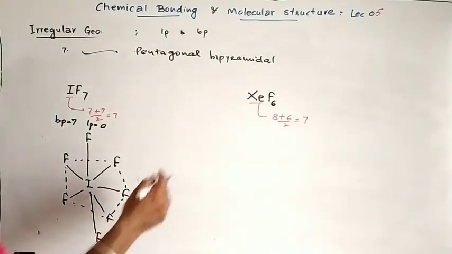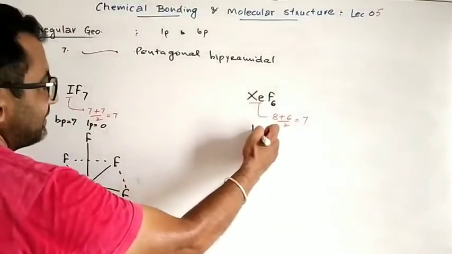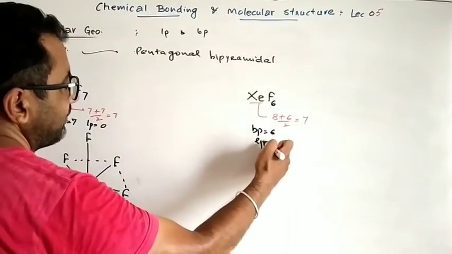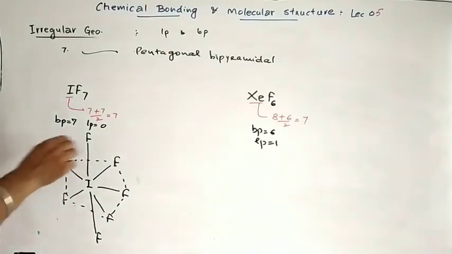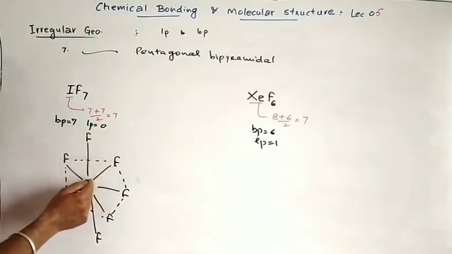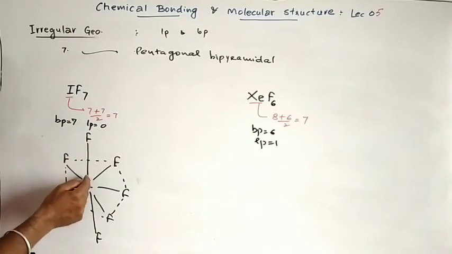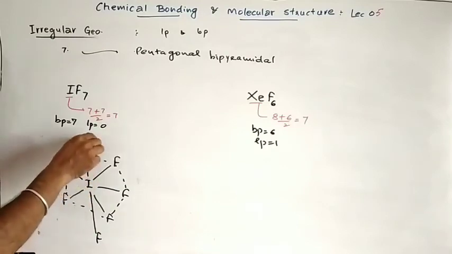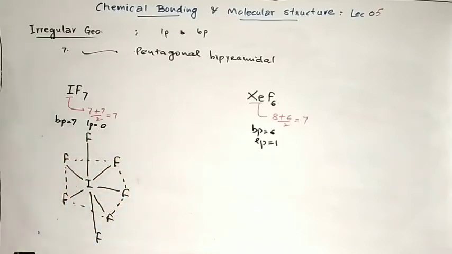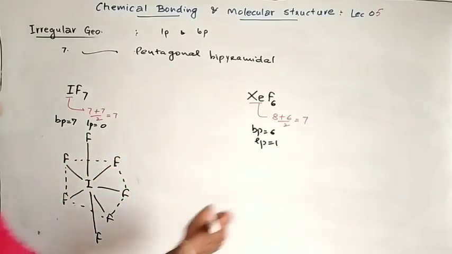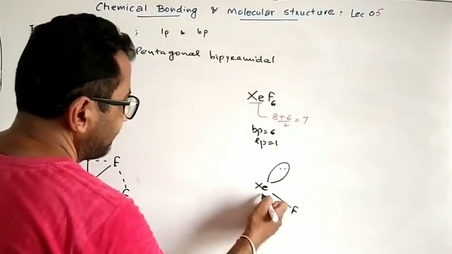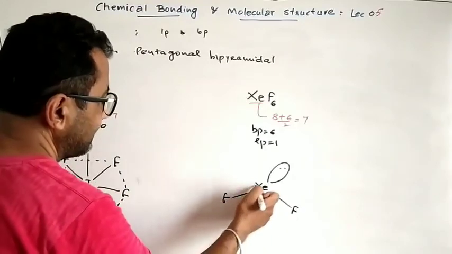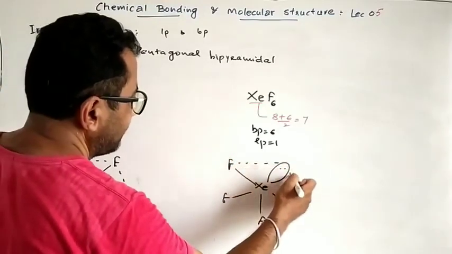Regular geometry. Now, when there is one lone pair, you can see that bond pairs are 6 and lone pair is 1. So just replace one of these equatorial positions, not this one. If you replace this with the lone pair, this lone pair becomes at 90 degrees of all the 5. Repulsions will be more. So you can draw one lone pair here.